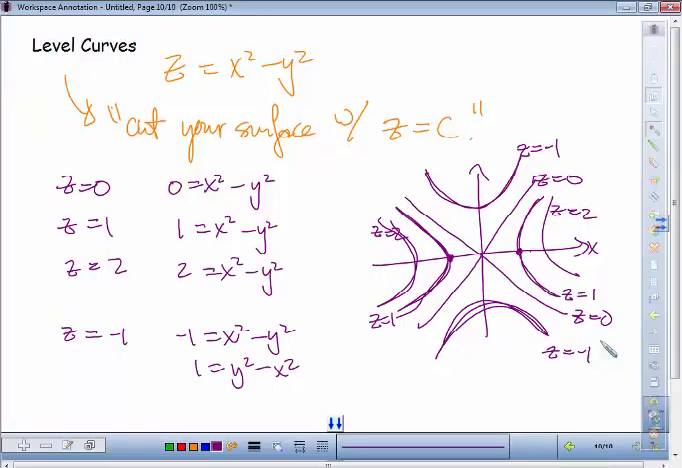So these are your contour plots for this surface. Which means if you take that surface that looks like a saddle and then you make your cuts at the xy plane, a little bit below the xy plane, a little bit above the xy plane, you're going to get these things as a result.